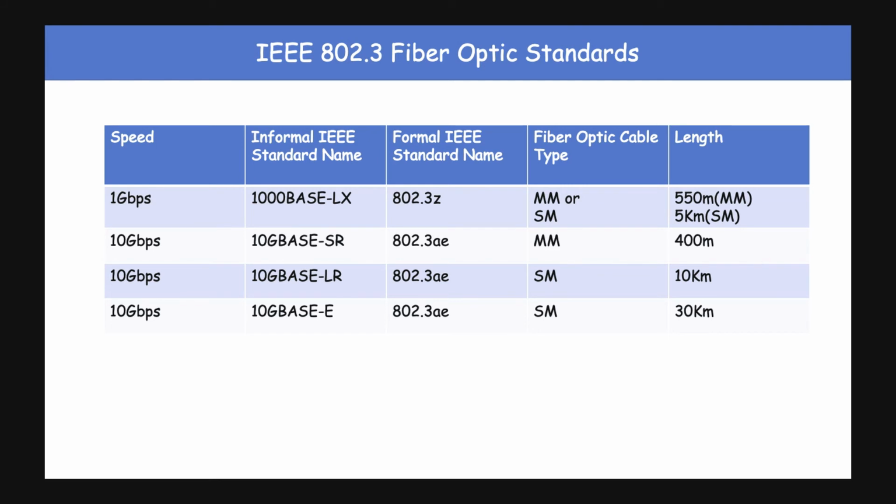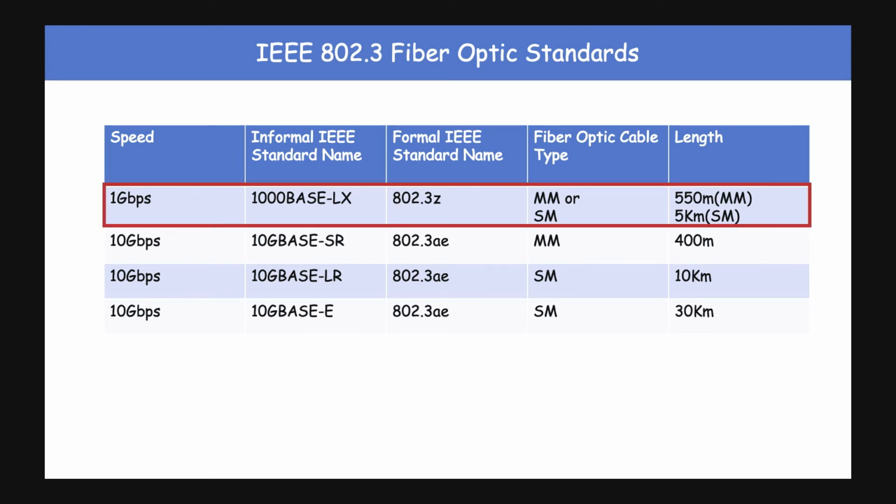Let's look at some standards for fiber optic cables. The first standard is for 1 gigabit Ethernet, defined by the IEEE 802.3z standard. Works both on multimode and single mode, but as you can see, the maximum lengths vary for both the cables, up to 550 meters for multimode fiber and 5 kilometers for single mode fiber.